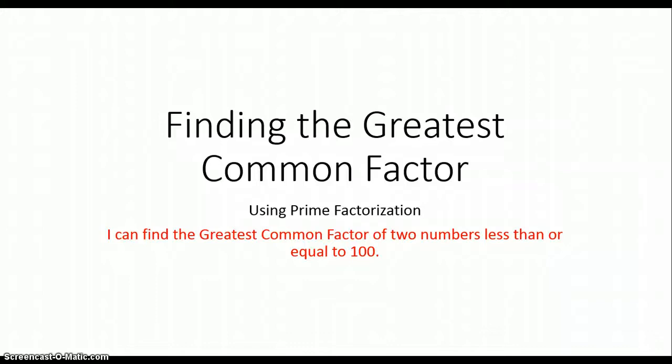Hi guys, today we're going to talk about finding the greatest common factor, and we're going to do this by using prime factorization. The I can statement we're working on is: I can find the greatest common factor of two numbers less than or equal to 100.